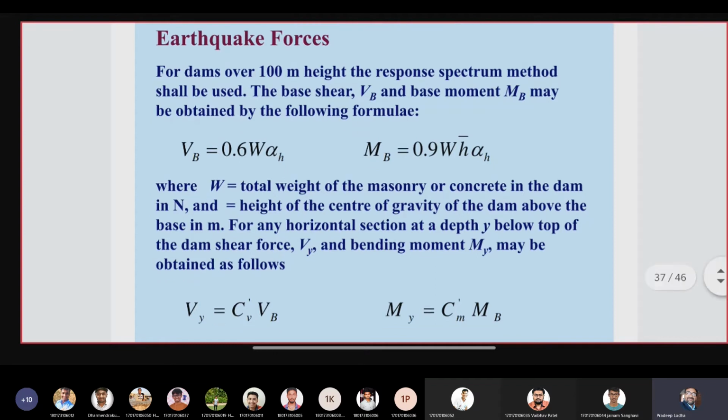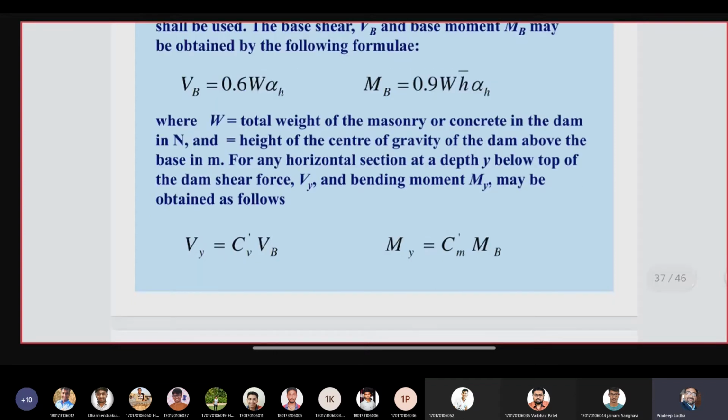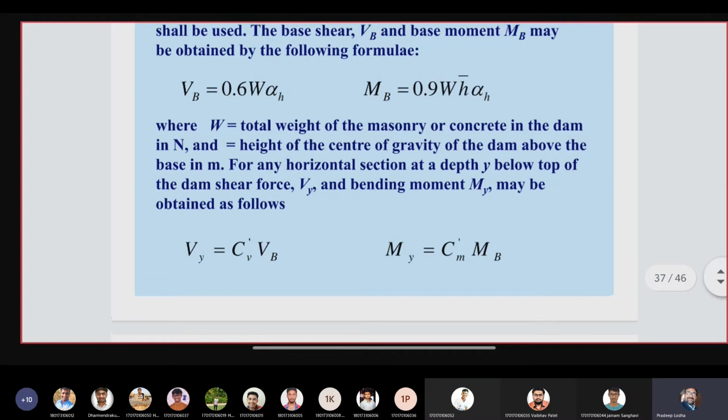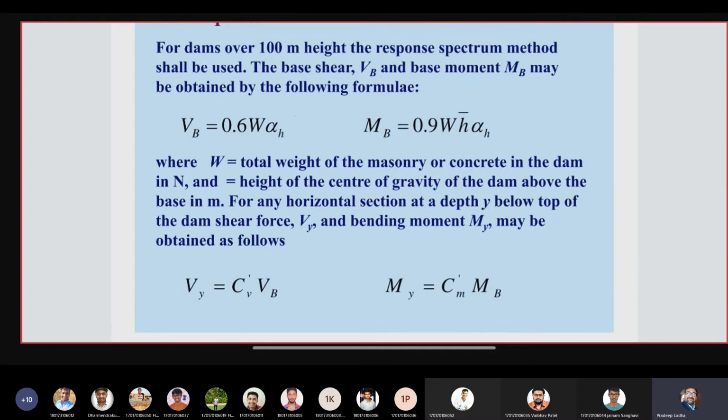Okay, the bottom two equations need not be given much attention, but when you need to calculate the shear and moment at a particular section, not at the bottom, but say at 10 meters from the top or 15 meters from the top or 20 meters from the top, then we need to use the equations mentioned at the bottom of the slide. And if we are calculating the total shear and total moments, then these are the equations, because we are calculating at the base of the dam.